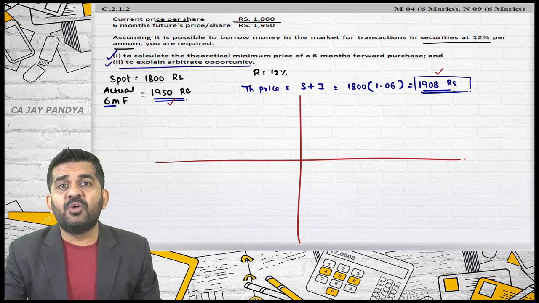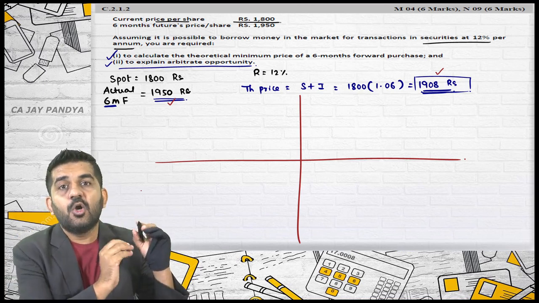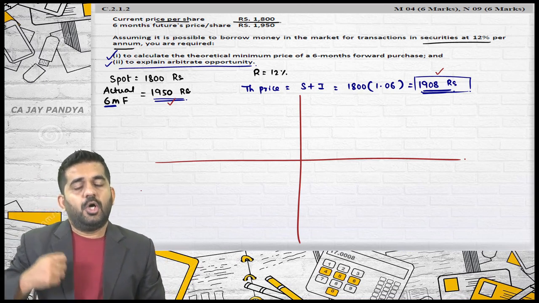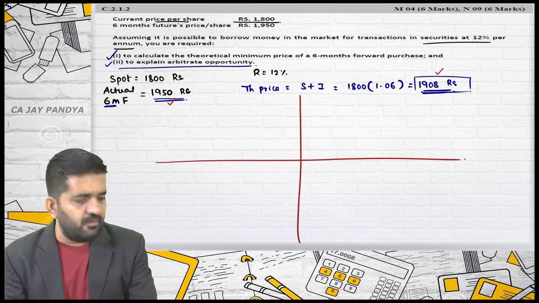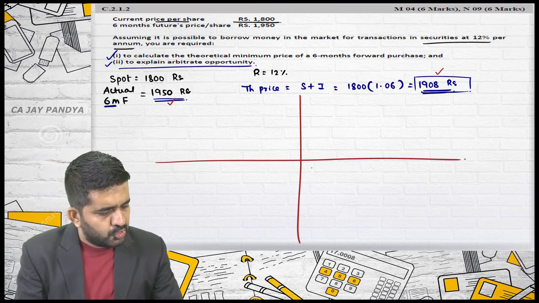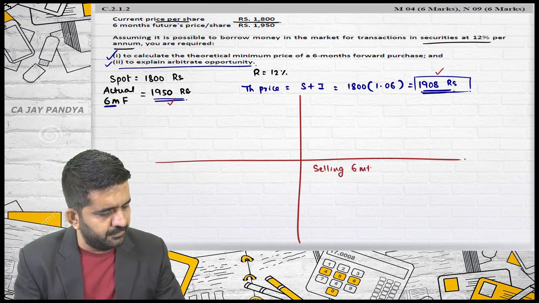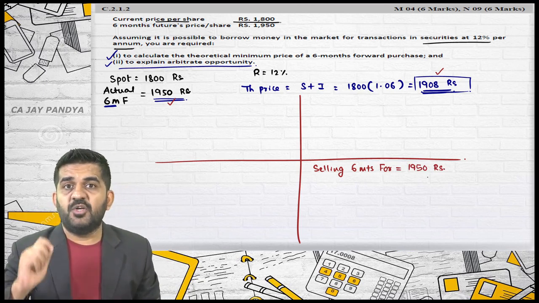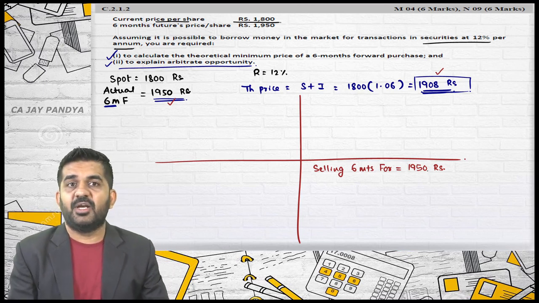Anything which is overvalued in this world, you should sell that. Anything which is costlier in the market than its intrinsic value, you should always sell it in the market. Alright. So this is the 6 months forward, 1950, and it is costlier. So I will be selling a 6 months forward at a rate of 1950 rupees. Now, as we have learned, forward contracts are compulsory contracts. Now I will have to sell it after 6 months at the rate of 1950.